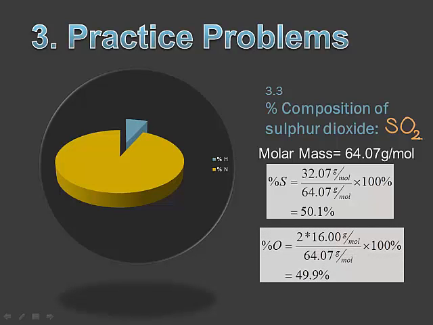For the oxygen, I take 2 times the mass of 16, gives us 32 grams. That's the part that oxygen is contributing to the molecule, divided by the whole molecule's mass, 64.07. And when we multiply that by 100 to change it into a percentage, we get 49.9%. Again, the sum of those two percentages adds up to 100.